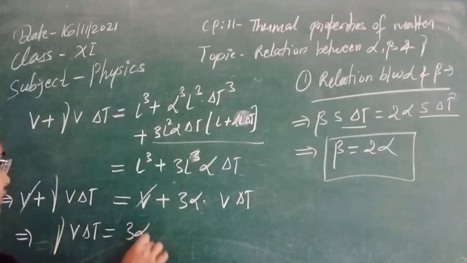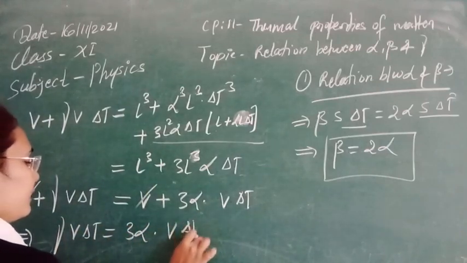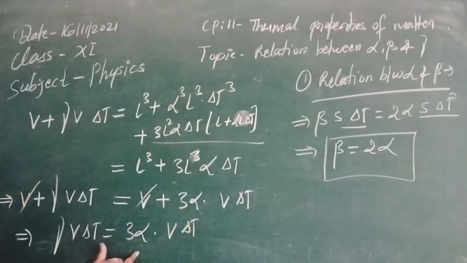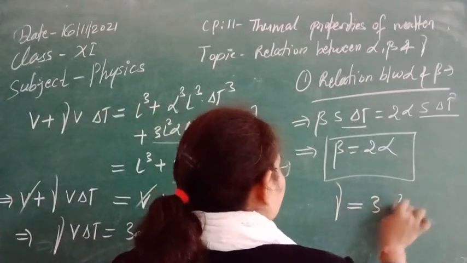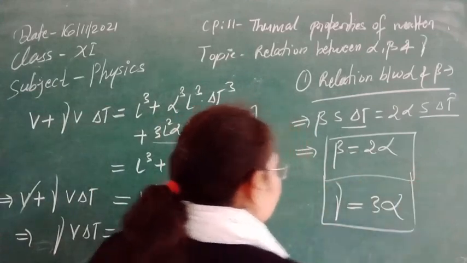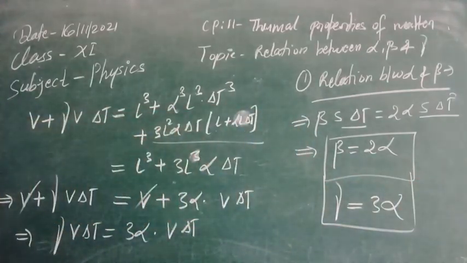This is now 3 alpha V delta T. So let's compare this equation on both sides, as V delta T we have. So we can compare its coefficient. So gamma will be equal to 3 alpha. So if we see the result of this, gamma is equal to 3 alpha. So this is now the relationship between alpha, beta and gamma.